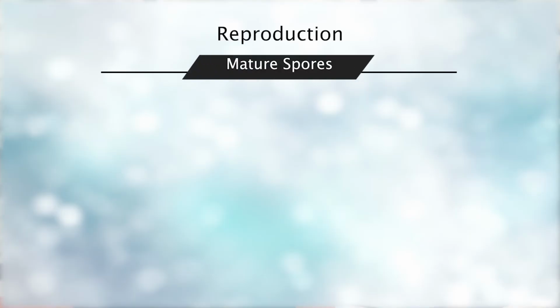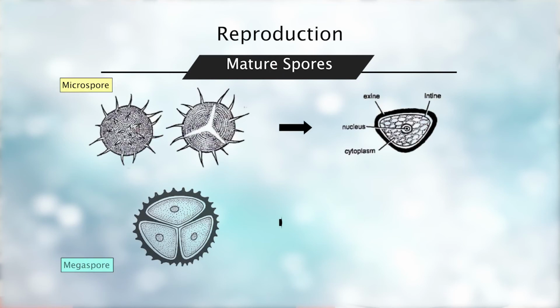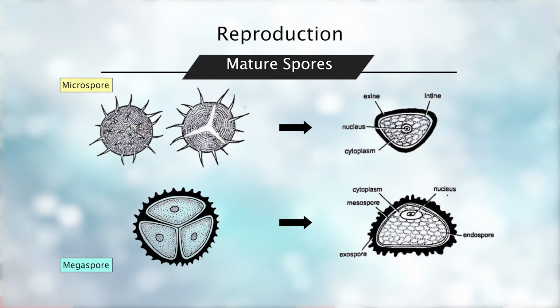Now, here are the microspores and the megaspores. You can see very well that one is very small as compared to the other. There is an outer layer called the exine and an inner layer called the intine. In case of megaspores, there is a third layer known as the mesospore also present. Actually, this megaspore is present in the form of a tetrad, and when it is separated, this single megaspore is there.